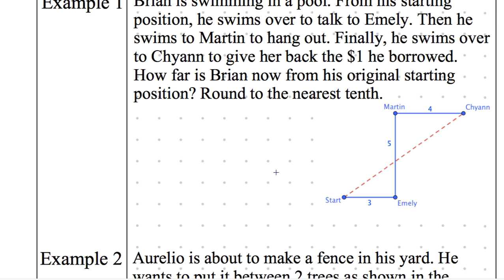All right, and there's the path that Brian took. So, how are we going to figure out how far away he is from the starting position? What is this dashed red line? How am I going to find that? Right, Leo? How do I find that distance? Is there any way that I can do this? There's only one person that knows how to do this.